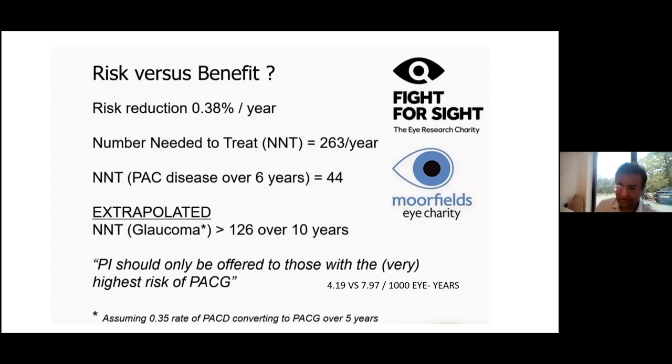So the logical explanation is that PI should only be offered to those people with the very highest risk of primary angle closure glaucoma. These are the patients who are likely to be lost to follow-up. They are the patients who are likely to be on drugs which can cause anterior rotation of the ciliary body, like benzodiazepines, tricyclic antidepressants, etc. Or these are the patients who are showing spikes or showing symptoms of headache in the trigeminal area. So these are the patients where you may consider the YAG PI.